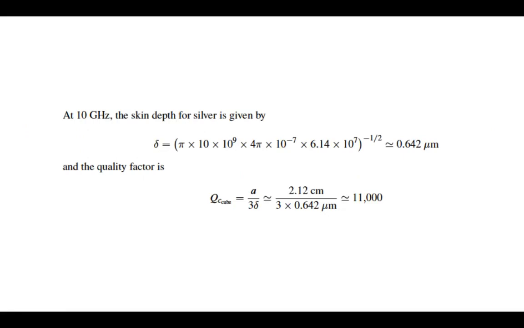At 10 gigahertz, the skin depth for silver can be found from the formula from the book for a good conductor. And so the skin depth for silver ends up being 0.642 microns. So we can find the quality factor by taking a over 3 times the skin depth. So the quality factor for the cube is roughly 11,000.